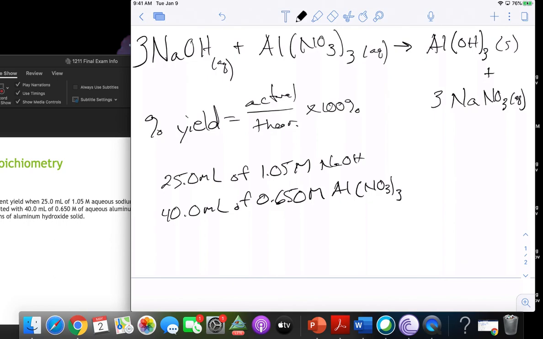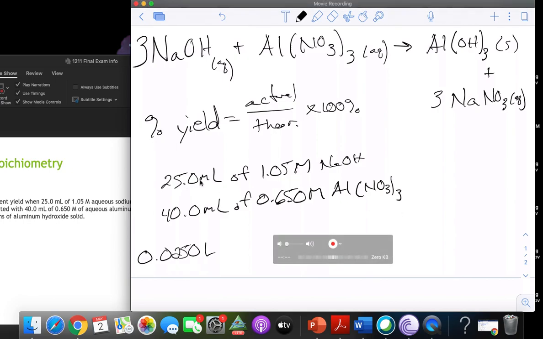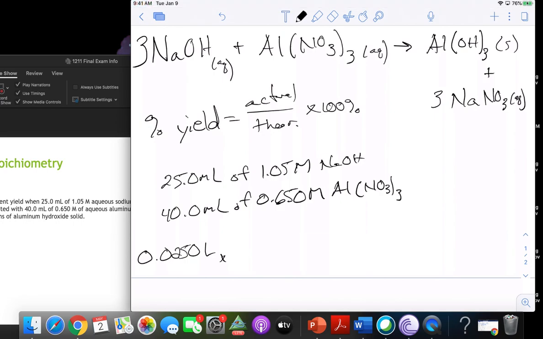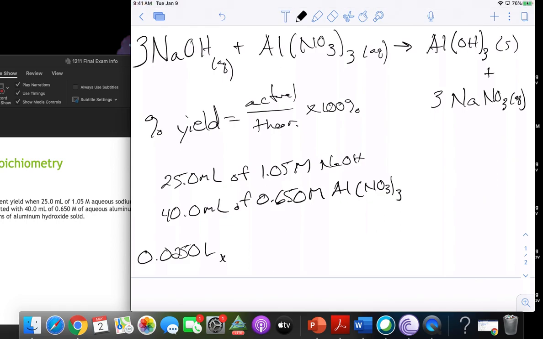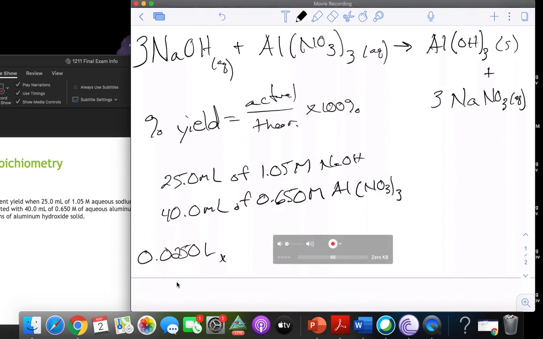I'll start with the sodium hydroxide. If I have 25 milliliters, remember if I'm going to do stoichiometry, I'm going to need this in liters, right? So that's 25 milliliters now in liters, 0.0250 liters, times this concentration. And this is all stoichiometry. Maybe I'm getting ahead of myself, but why am I starting with this? I want to start with the information I'm given on sodium hydroxide and figure out how much aluminum hydroxide it can make.